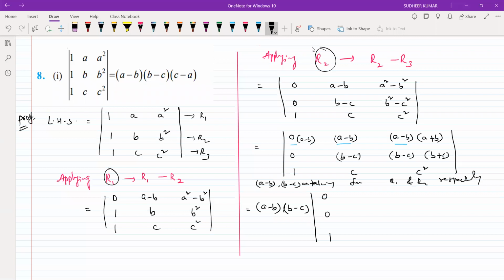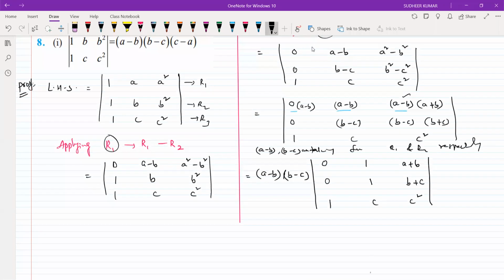First, let us finish the row. A minus B taken common. So this is 1. The remaining value is 1, plus A plus B. Here B minus C taken common, so 0 remains the same, 1, here 1. Here it is B plus C. Yes, this is 1, C, C square. Right?